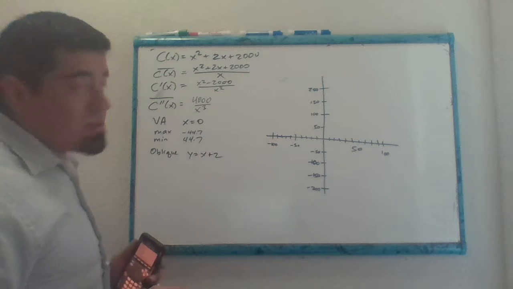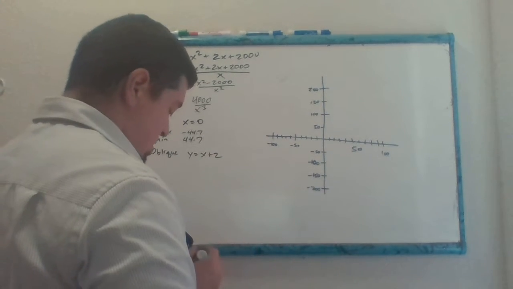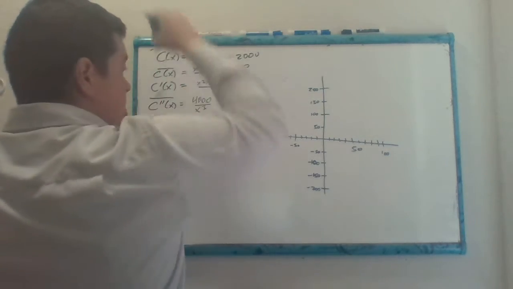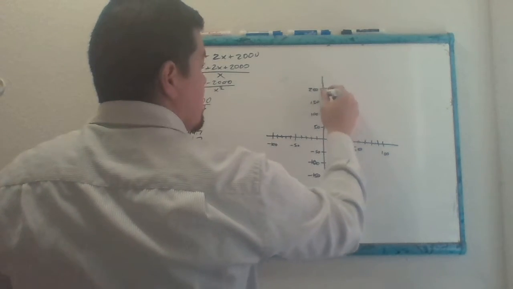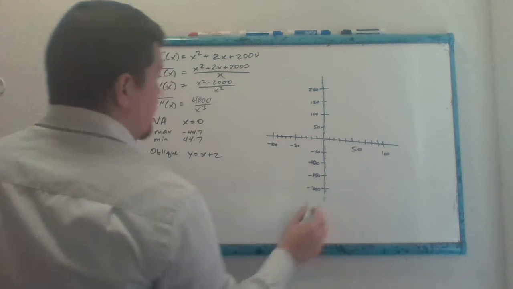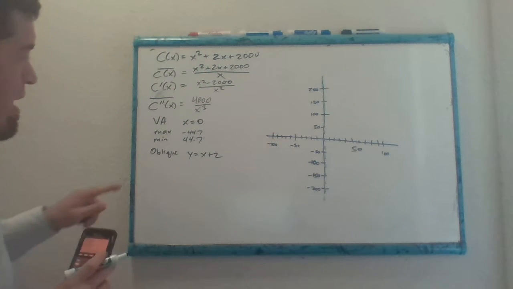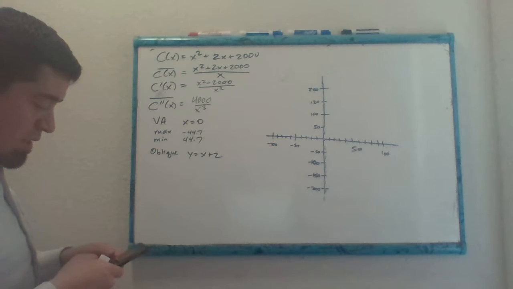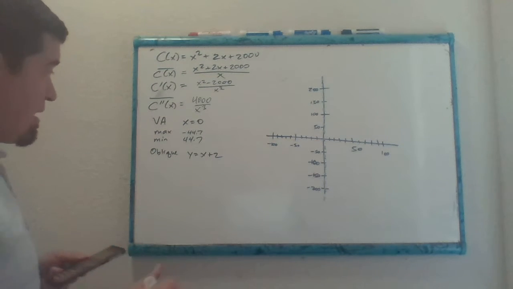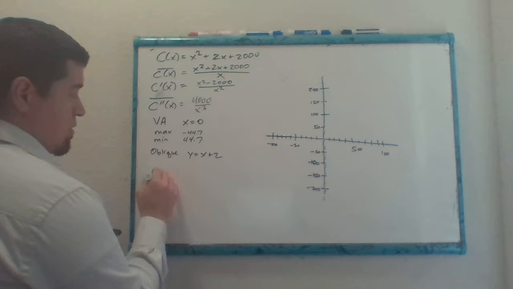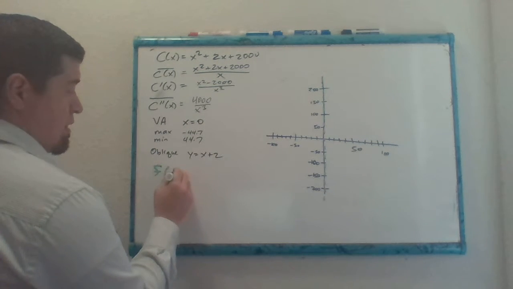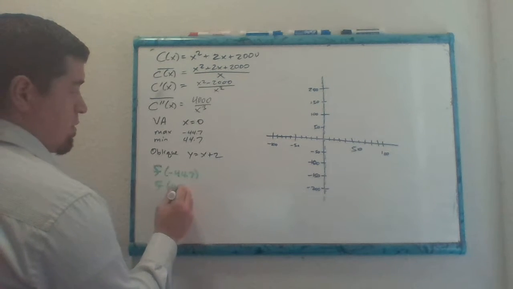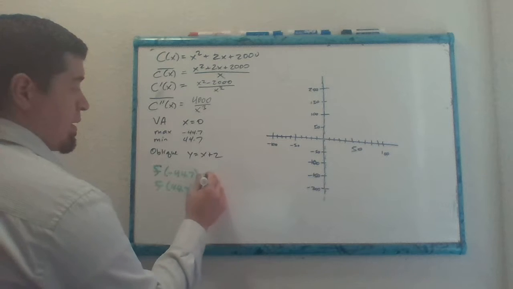Right, I know the vertical asymptote is at x equals 0. I'm going to put that in there. So there should be a vertical asymptote here. I also know that we have a max at negative 44.7, or min at 44.7. So I'm going to plug in both of them. I'm going to plug in f of 44.7 for my minimum.